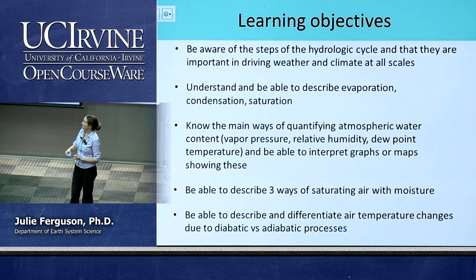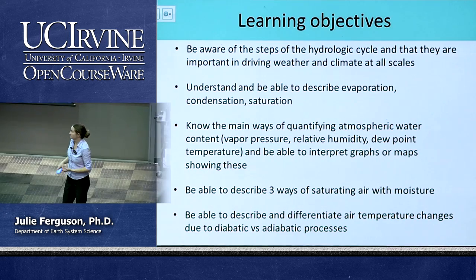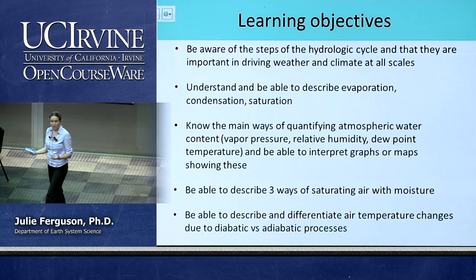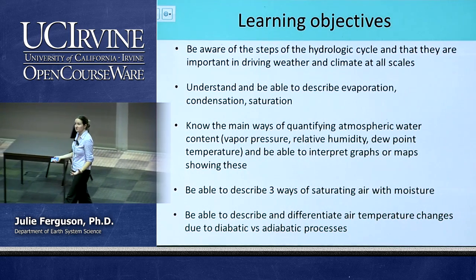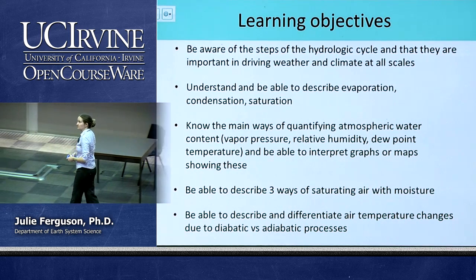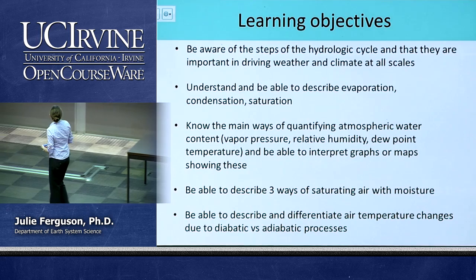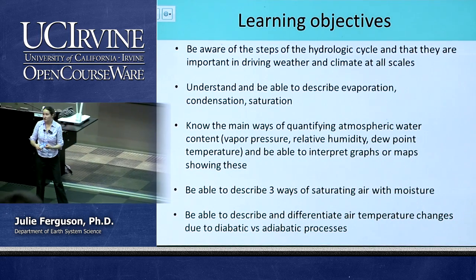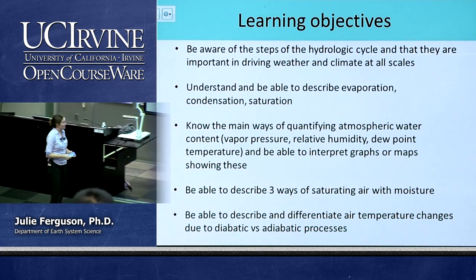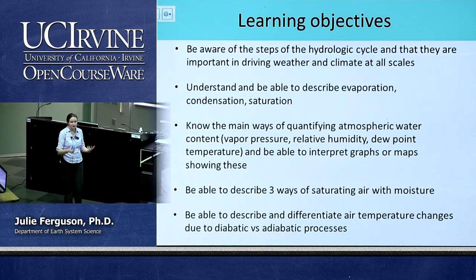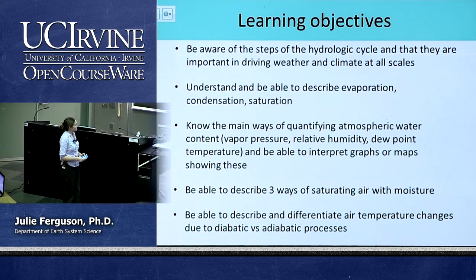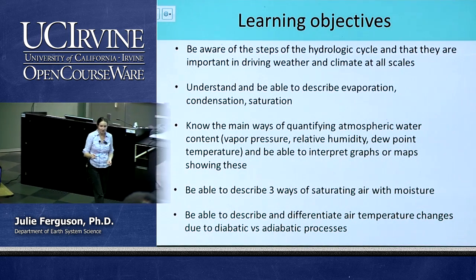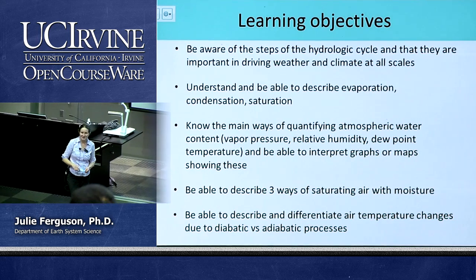Understand and be able to describe evaporation, condensation, saturation. We're going to know the main ways of quantifying atmospheric moisture content, because actually we use a whole bunch of different ones for different reasons, and we'll go through some of those. Describe 3 ways of saturating air. How do we get air so sort of saturated with water vapor that we start getting condensation in clouds and rainfall? And then we're going to talk about diabatic versus adiabatic processes. And I'm going to do my magic trick, which a lot of you have seen before.